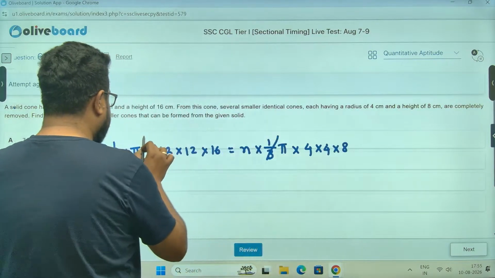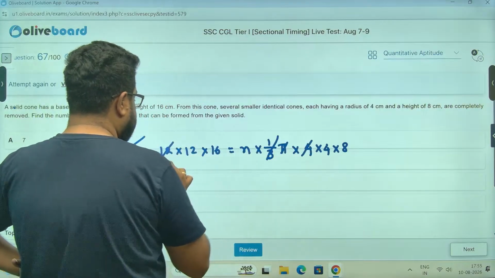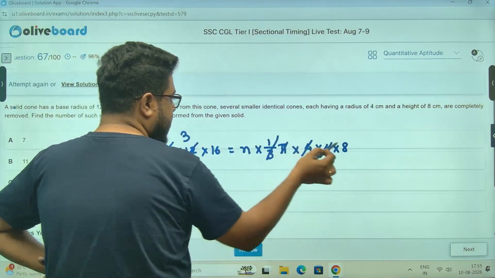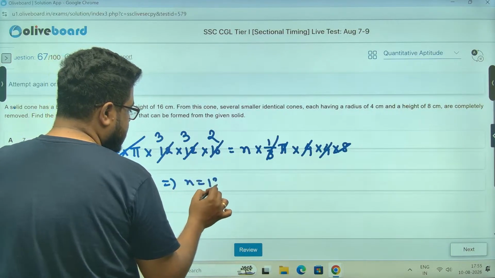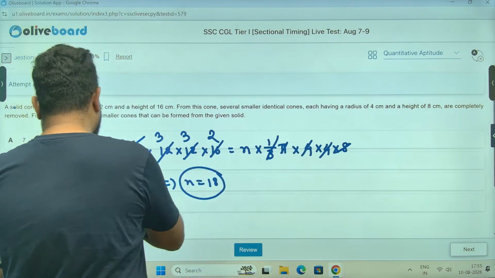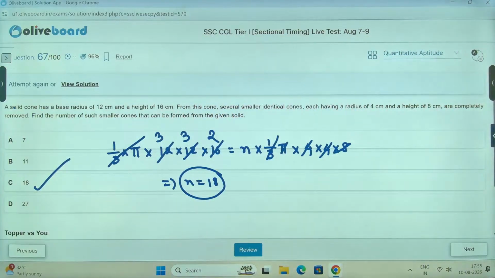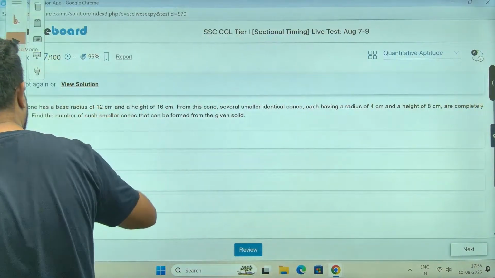So 1/3 pi cancels. 4 3s are 12, 8 2s are 16. So n will be 18. There are 18 possible smaller cones that you will find. Option C is your correct answer. Simple. Chalo, next one, please.